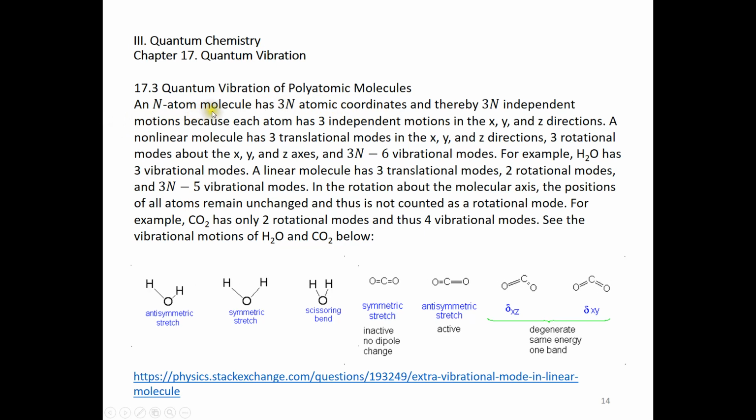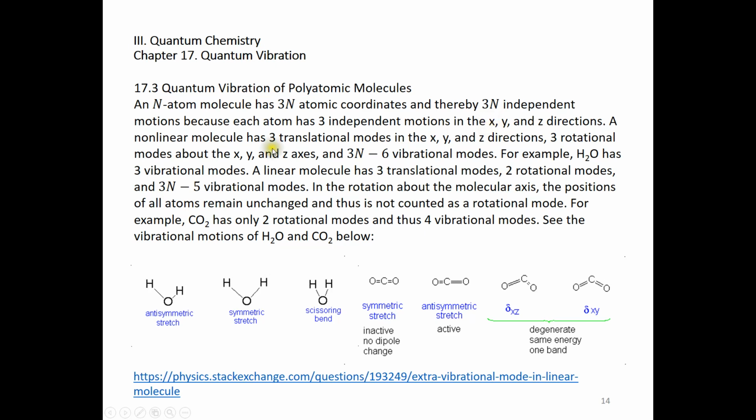In general, if a molecule contains n atoms, it has 3n atomic coordinates, because each atom has 3 coordinates x, y, and z. So this molecule has 3n atomic coordinates, and thereby 3n independent motions, because each atom has 3 independent motions in the x, y, and z directions.